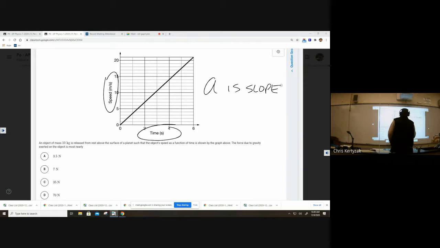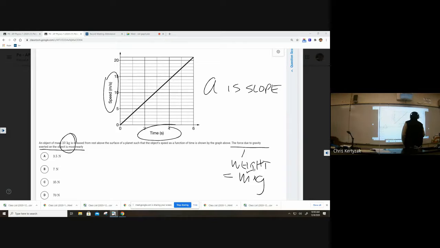The reason I need to know that is because they've asked for the force due to gravity. The force due to gravity is called the weight, and the weight of any object is calculated by doing m times g. They gave me m. They told me it's a 10 kilogram mass, but I don't know g. As soon as I know g, I can finish my problem off by doing m times g. But if this graph represents how the speed changes while in free fall because you've dropped it, then the slope of this, the acceleration, is actually the acceleration due to gravity because it's falling.